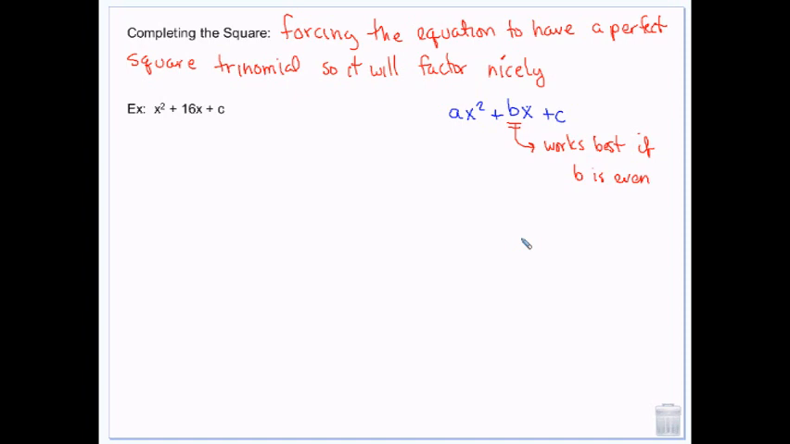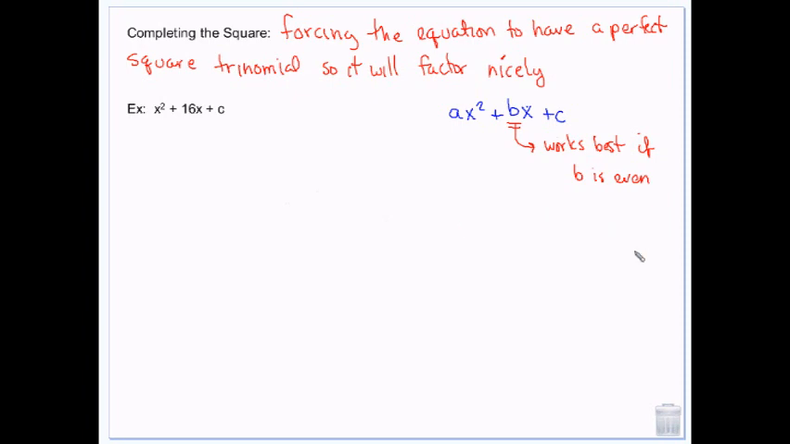But when it comes time for the test, I'm going to give you some quadratic equations that need to be solved. And I'm going to say solve by any method. So you can use graphing, factoring, completing the square, quadratic formula, stuff like that.